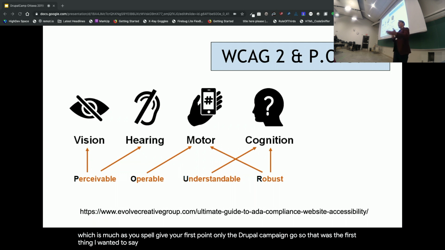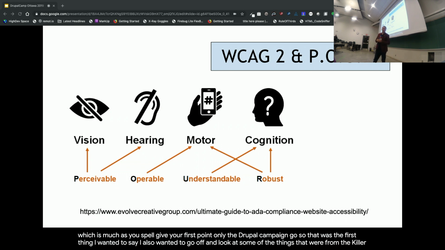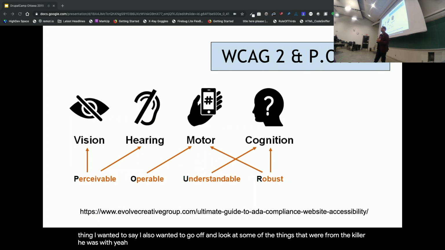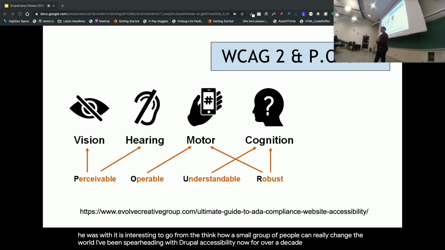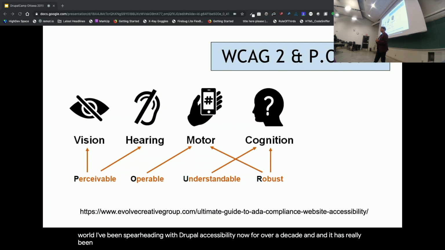I also wanted to look at some of the things that came from the keynote address as well. It is interesting to think how a small group of people can really change the world. I've been spearheading Drupal accessibility now for over a decade. And it has really been interesting to shift 3% of the web to be more accessible by default.